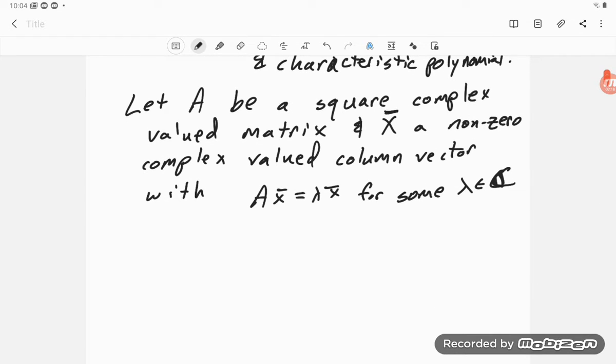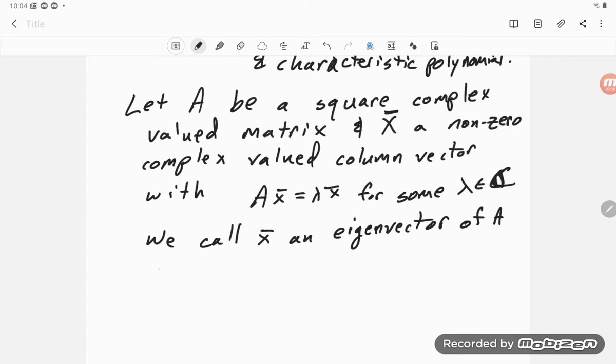Then anytime we have that, we call X an eigenvector of A, and lambda an eigenvalue of A. Okay, so that's our definition.